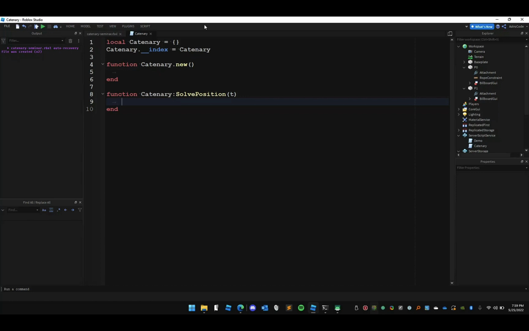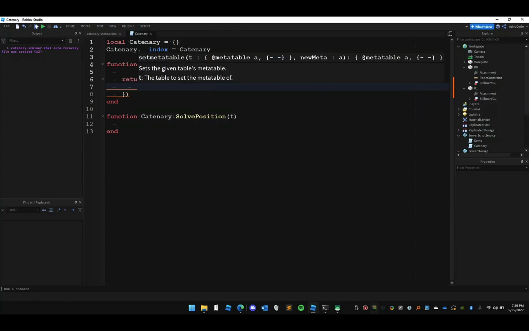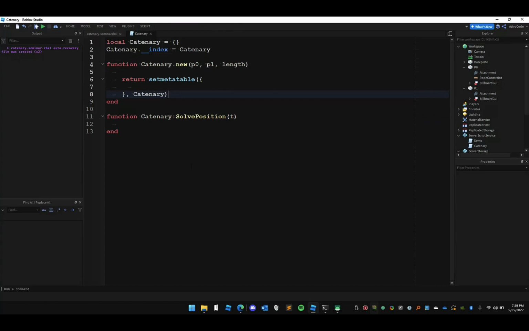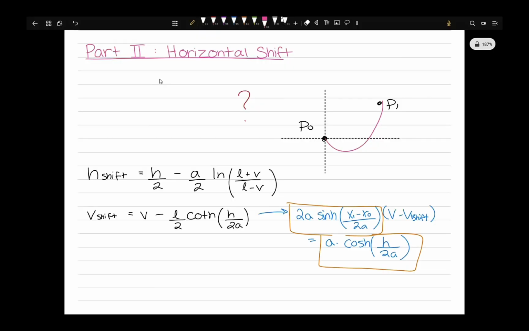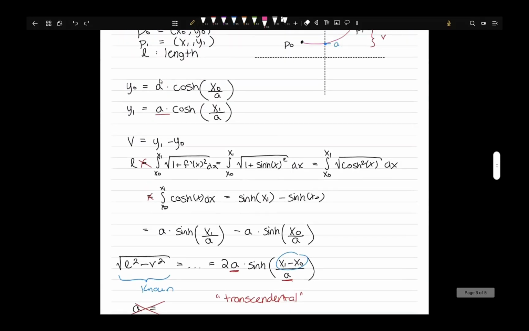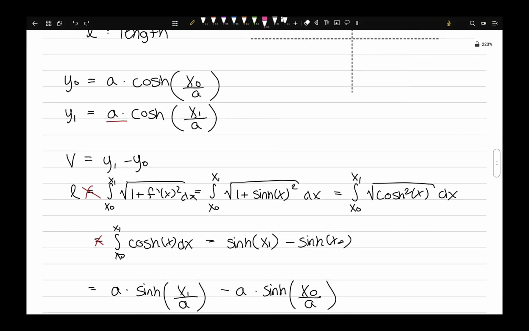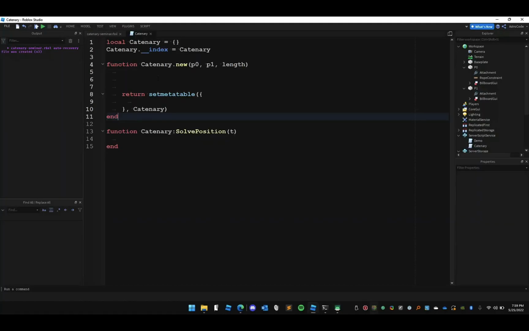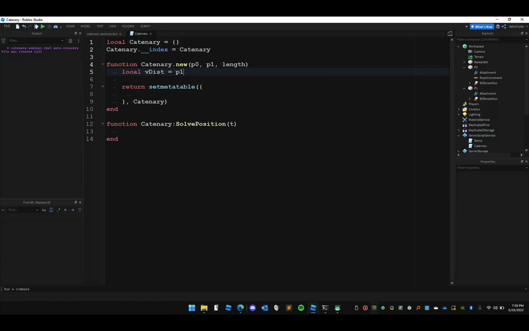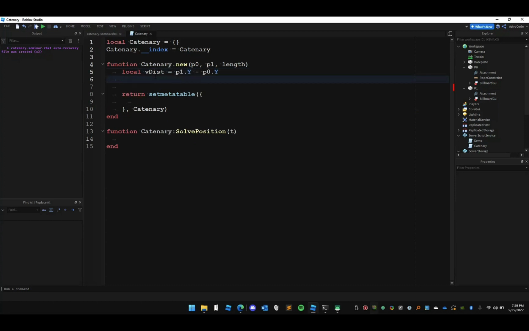And let's see. So the catenary, the new function is going to take in three things. Our three parameters were p naught, p1, and then a length. And then we're going to return an object, so we'll leave it empty for now. We're going to return a catenary object. So when we went about solving this, the first thing we did was we calculated V. So that's the difference between the heights of P1 and P naught. So we'll call the vertical distance, we'll say V dist is P1 dot y minus P naught dot y.